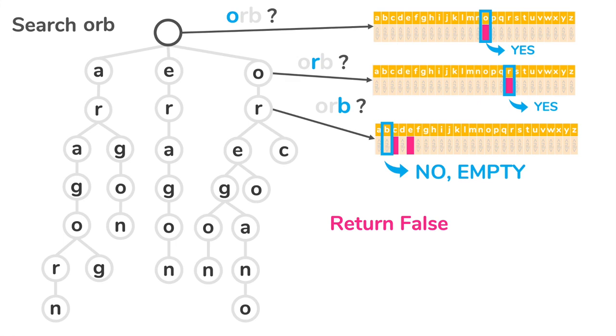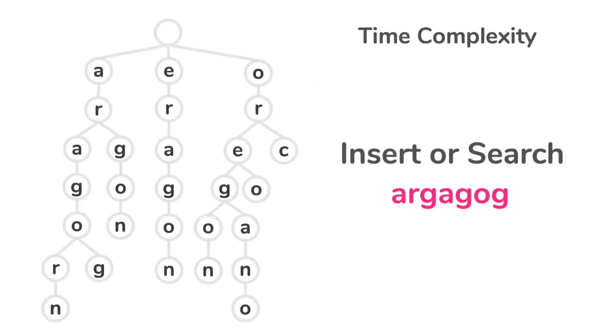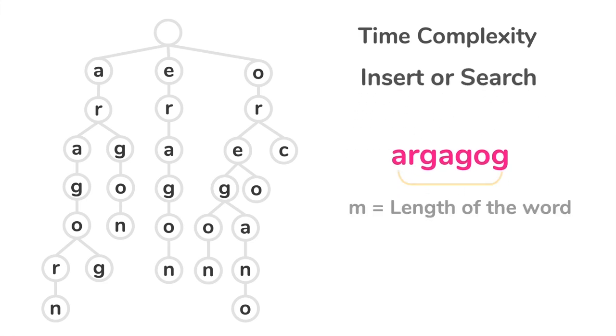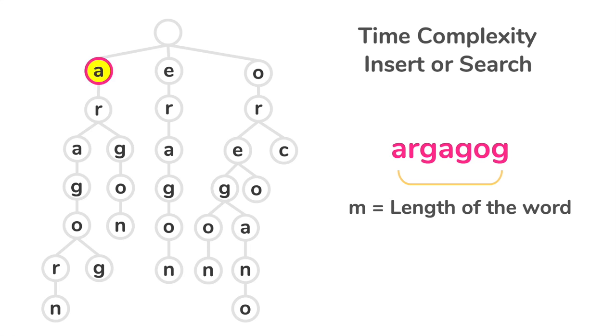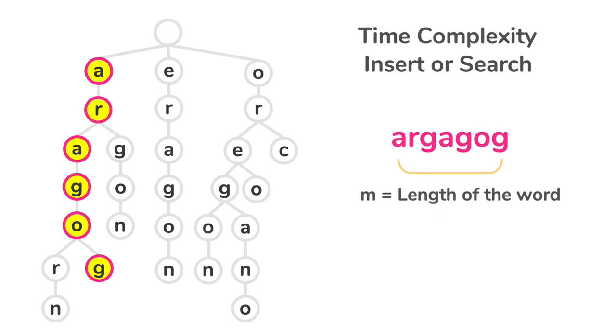Now let's talk a bit about the time complexity of a trie. The big O will indicate how fast and efficiently inserting or searching in a trie can be. Let's say the length of the keyword we're searching or inserting is M. In that case, the time complexity will be O(M), because we will have to follow down the tree M times.